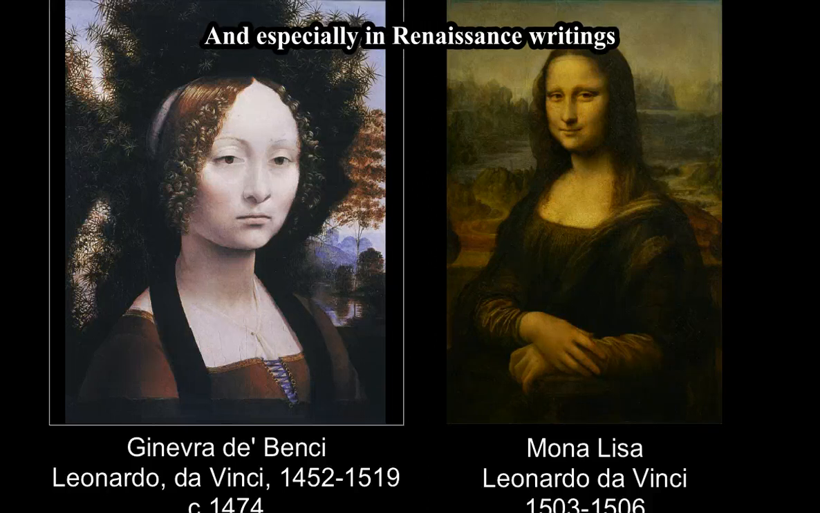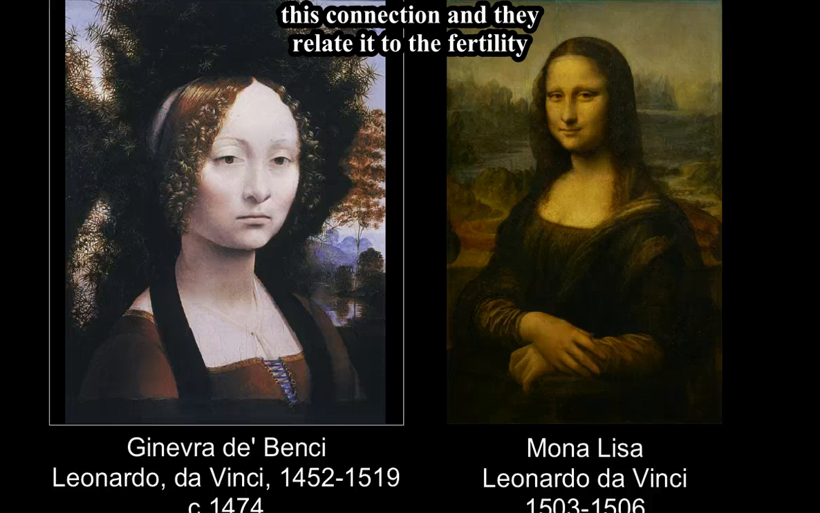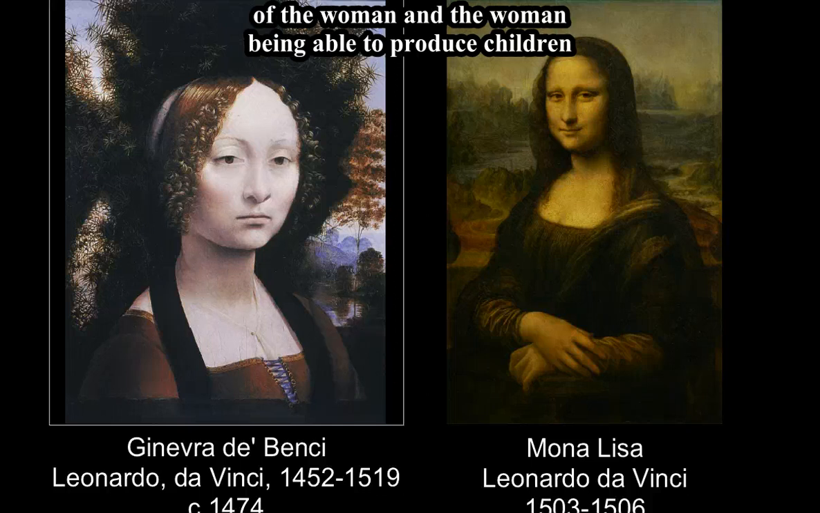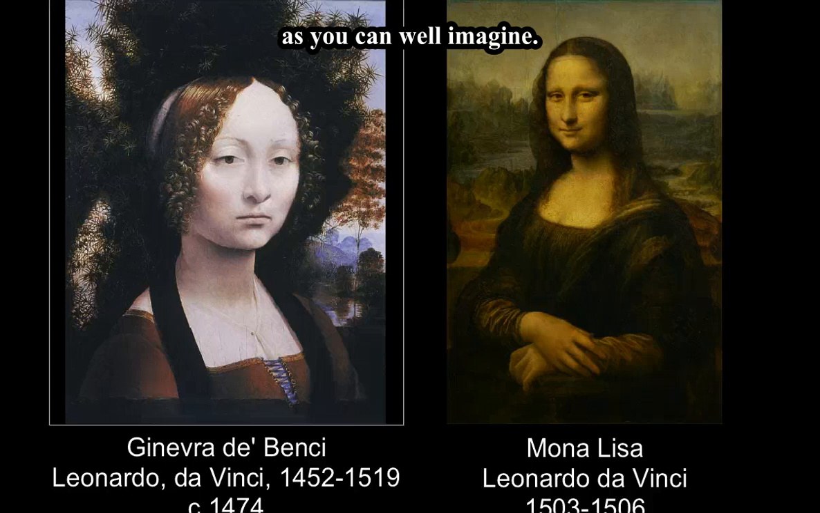And especially in Renaissance writings of the period about women, they certainly discuss this connection, and they relate it to the fertility of the woman and the woman being able to produce children, and relating that to the earth and all of that stuff, as you can well imagine.